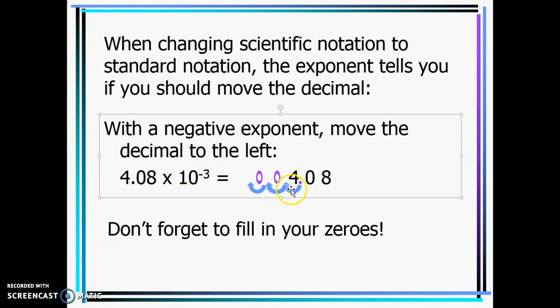So I move the decimal point 1, 2, 3. The decimal point is now in the front. You don't leave it in the same spot because that was not going to change the number. You want to make sure that you move your decimal point to the new space, however many spaces you had to move. So the number is now 0.00408 with the decimal point in the front.